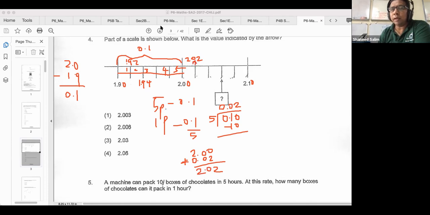Okay, and then, let's hold on. Someone's coming. Putri is coming in again. Okay, it's 2.02 again. So now we try.